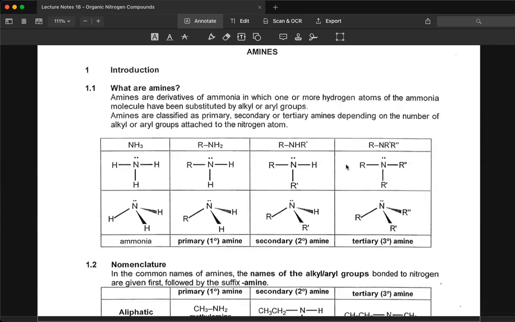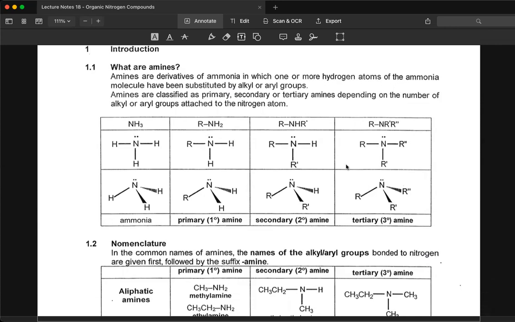They are derivatives of ammonia, where one or more hydrogen atoms of the ammonia molecule are substituted by alkyl or aryl groups. Amines can be classified as primary, secondary, or tertiary amines depending on how many alkyl or aryl groups are attached to the nitrogen atom. Okay, so we have ammonia, followed by primary amine, secondary amine, and tertiary amine.